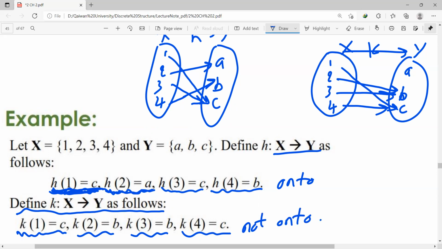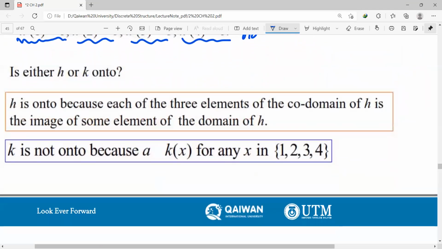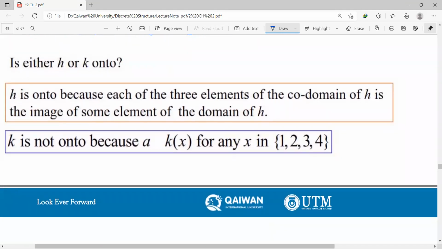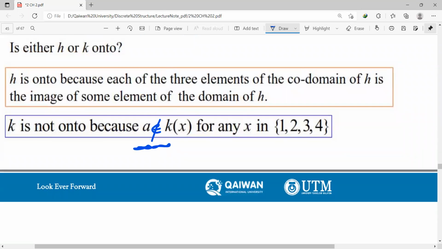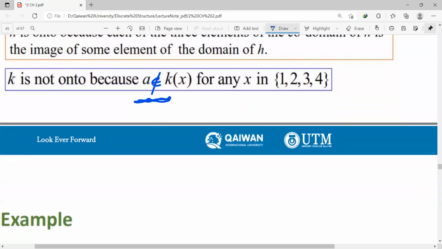Okay. So for onto, we just look at the codomain. If the codomain equals the range, we say that's onto. If not, we say that's not onto. Or if there is any extra element in the codomain which is not in the range, we say that's not an onto function. It doesn't belong to K of X.